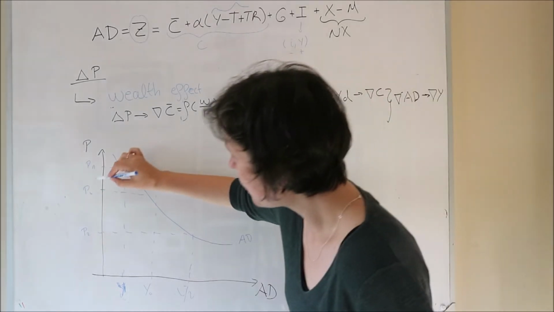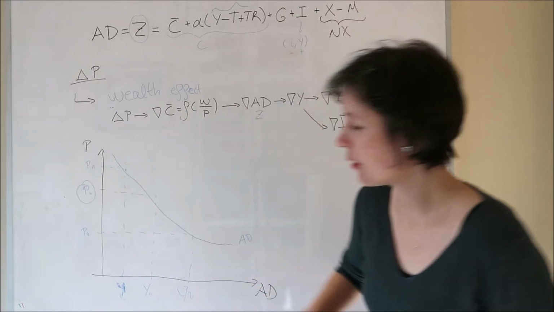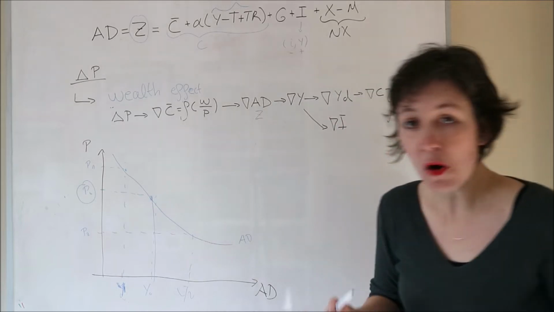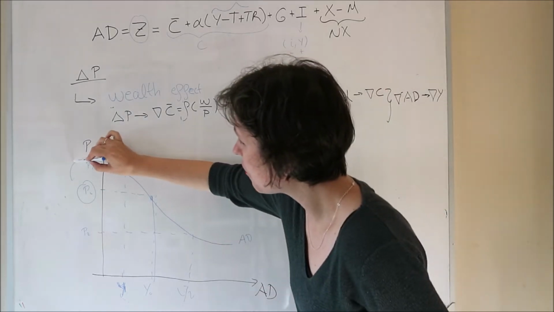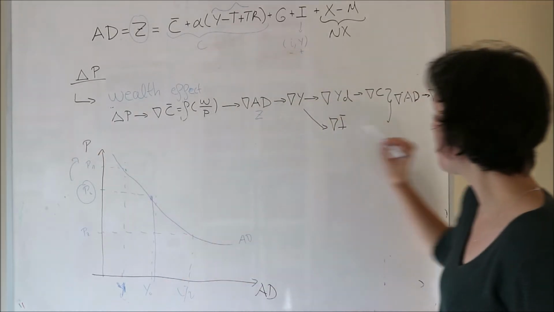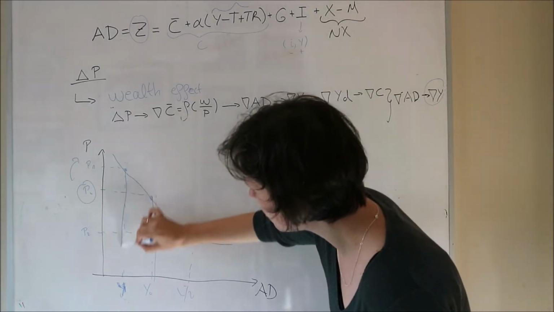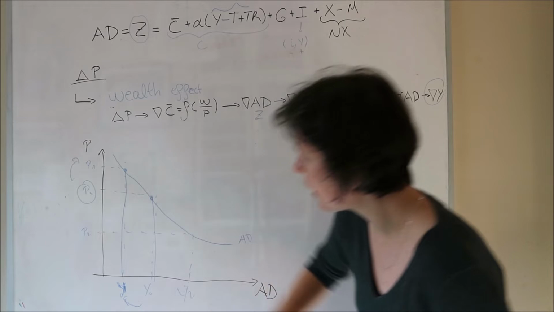So if we started at this point, that price, and we have hypothetically this value of output, the fact of increasing the price is going to mean a lower output. So this is going to be smaller than the other one.